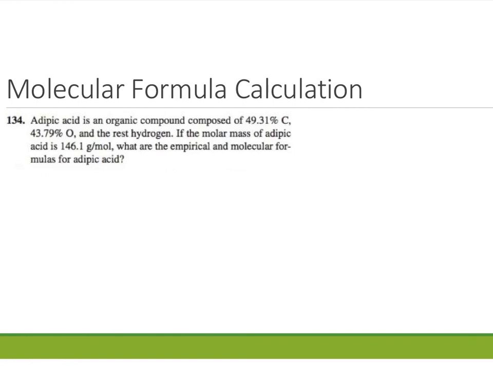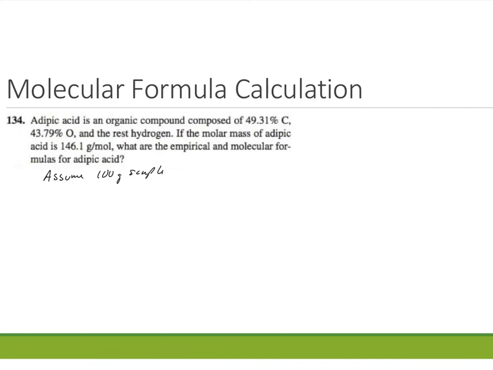In this problem, adipic acid is an organic compound composed of 49.31% carbon, 43.79% oxygen, and the rest hydrogen. If the molar mass of adipic acid is 146.1 grams per mole, what are the empirical and molecular formulas for adipic acid? This is a very common style of problem in which you are given the information to determine the empirical formula as well as the molecular formula. So again, we continue to do mass percent problems for empirical formula just like we did before. We're going to assume we have 100 grams of sample.